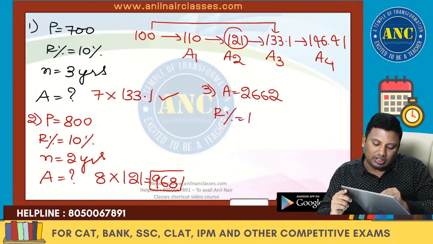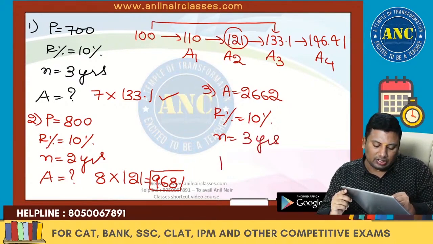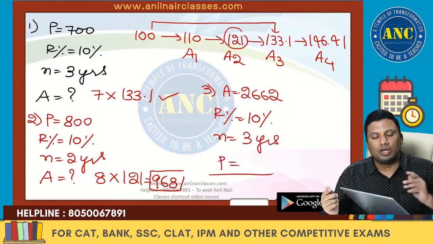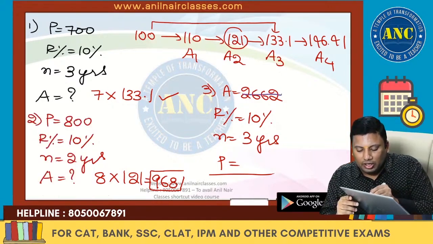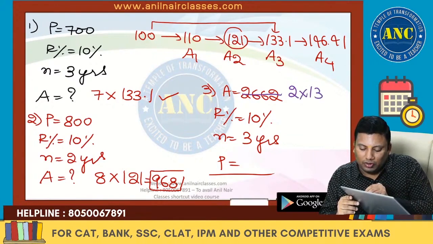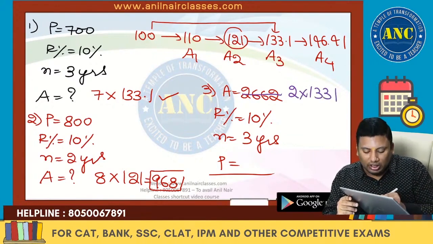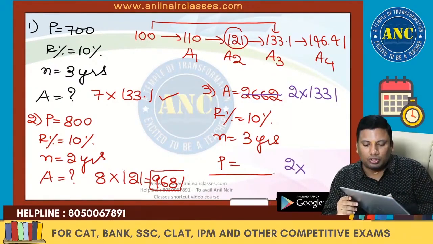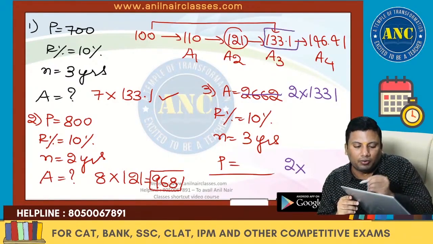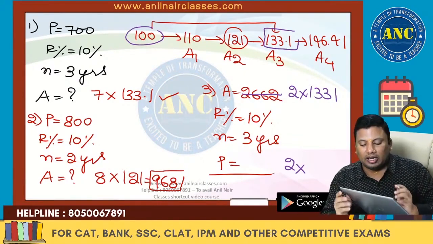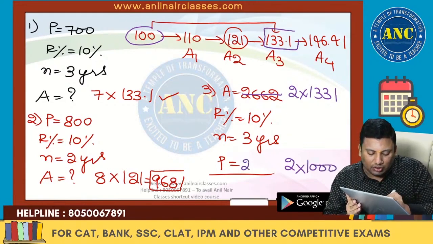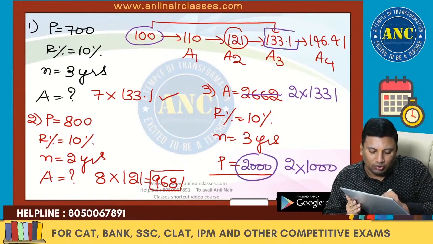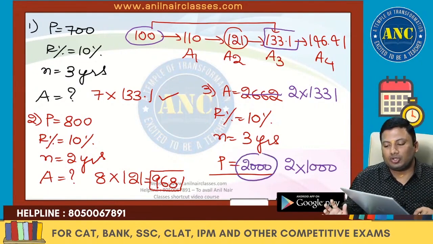R percentage is nothing but 10%. N is 3 years. P is equivalent to how much? These are nothing but 2 into 1331. So amount is 2 times, principal also 2 times. 133.1 has given me principal 100. 1331 will give me principal 1000. So answer for this question is 2000.